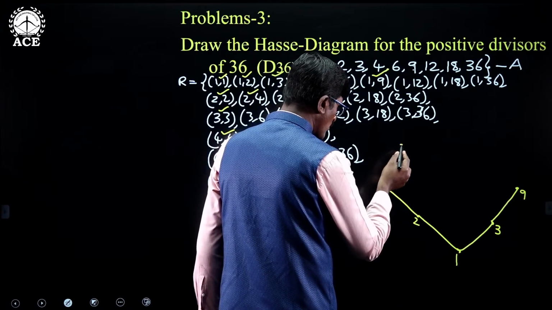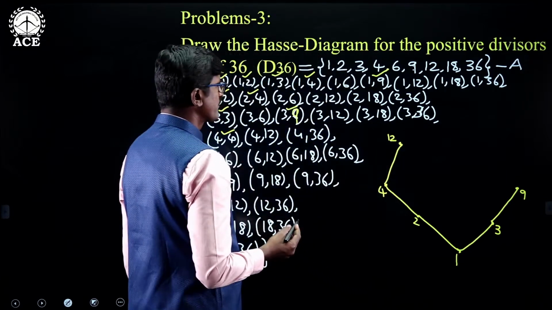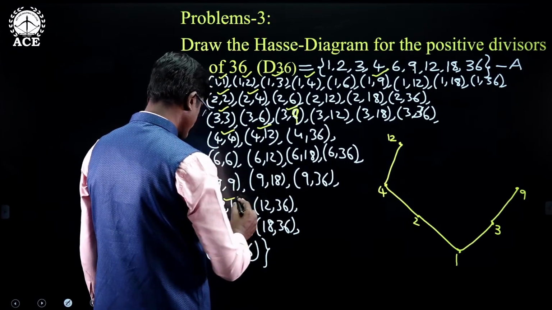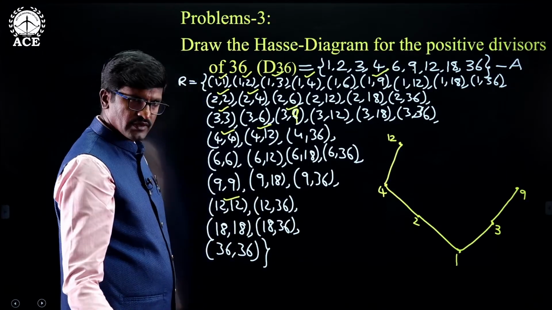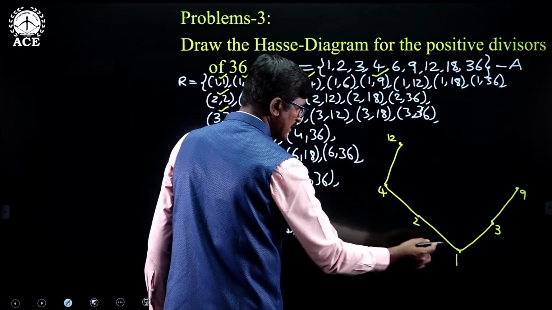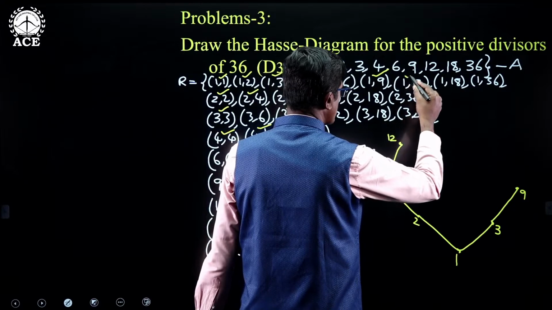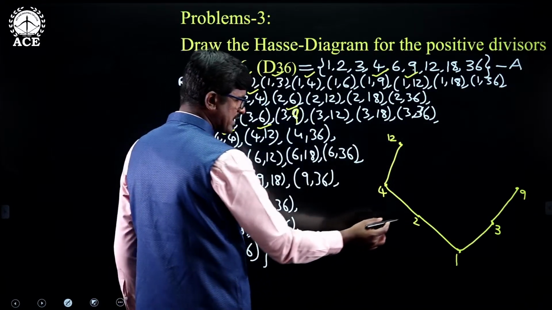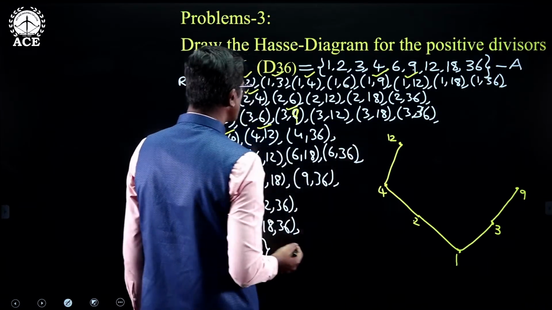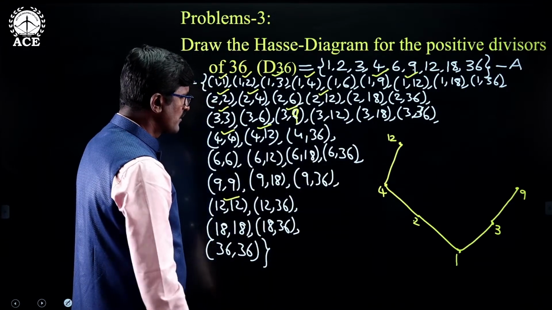Next, 4 comma 12. Look at this. This is 12. So 4 comma 12 is over. 12 comma 12 is over. Now, from transitive property, if there is a relation from 1 to 4 and 4 to 12, then there must be the relation from 1 to 12. So 1 to 12 is also over. Next, again from the transitive property, if there is a relation from 2 to 4 and 4 to 12, then there must be the relation from 2 to 12. 2 to 12 is also over.